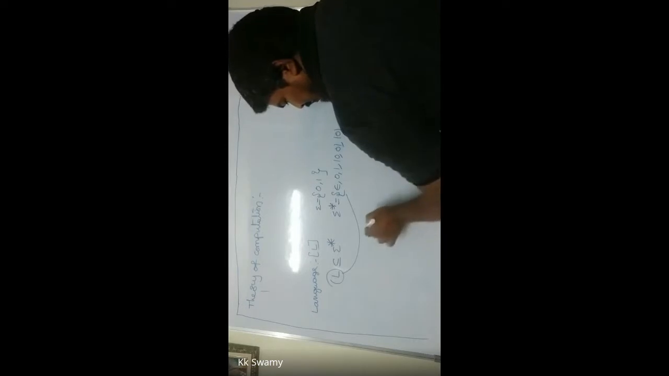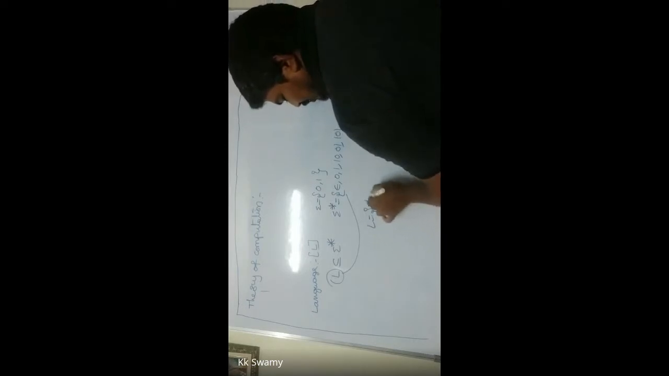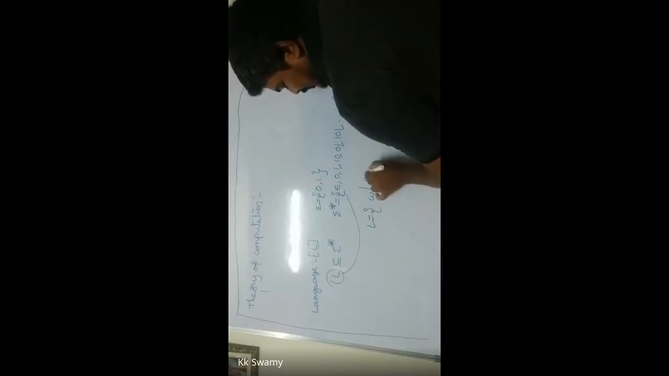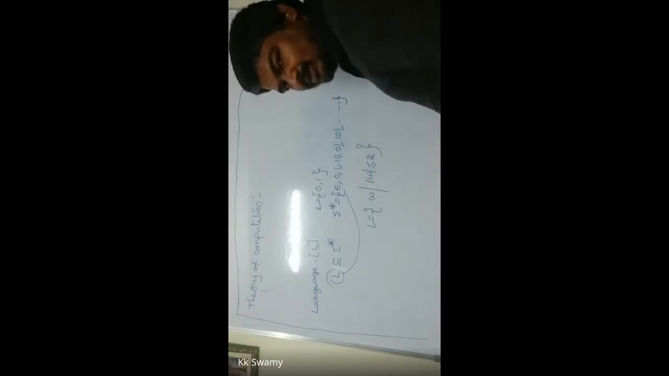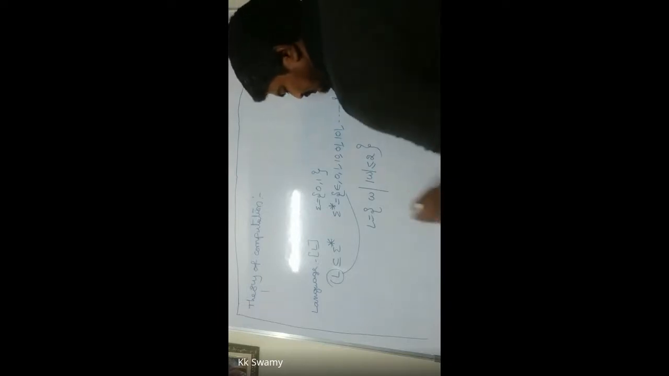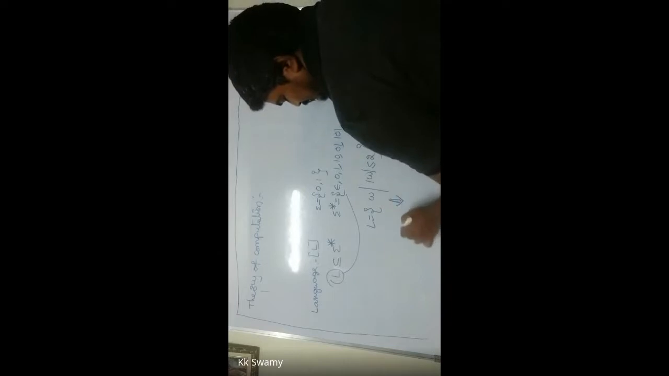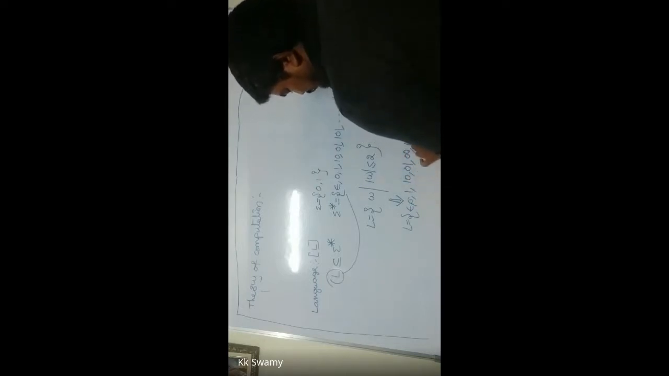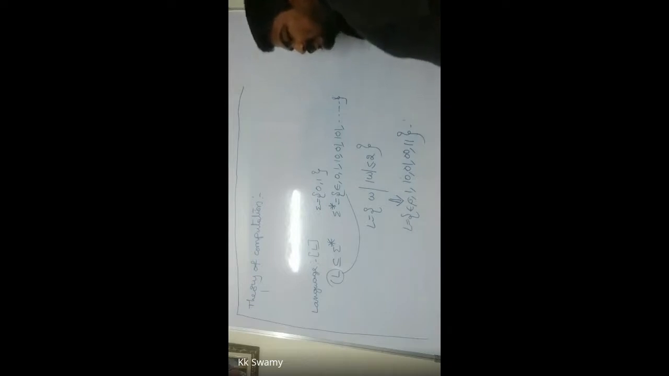Less than or equal to 2 means what? In my language, the language L equals the set of strings whose length is less than or equal to 2. Only such strings are valid as per my language. So in that language, the strings are epsilon, 0 and 1, 1 0, 0 1, 0 0, 1 1. These seven strings are valid as per this language.